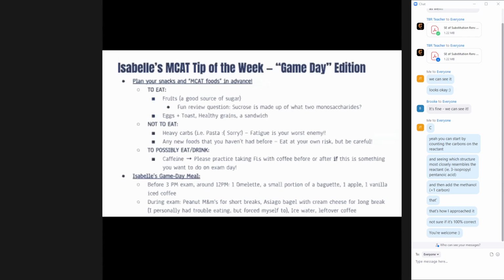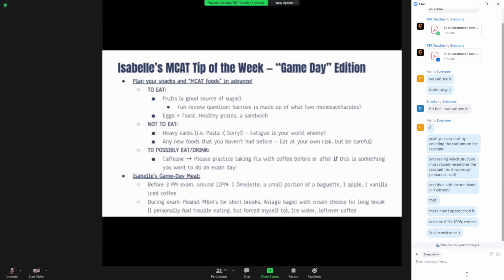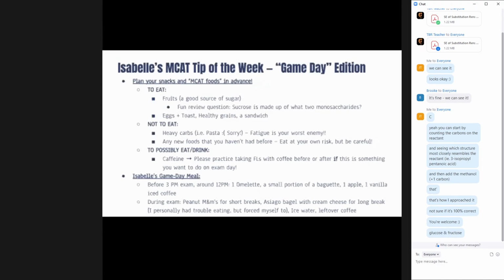So I recommend eating fruits, things that are healthy. Also, fun little quiz question for you. Sucrose is made up of what two monosaccharides? You can put that in the chat as I continue. Try to avoid things that are really heavy and that'll make you sleepy. And especially for those of you with the afternoon exam, I know afternoon can be a really great nap time. So try to avoid pasta, things that have a lot of carbs in them and that'll make you want to take a nap. Perfect. I'm glad y'all have been paying attention.